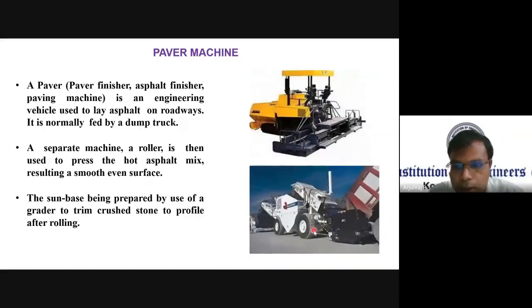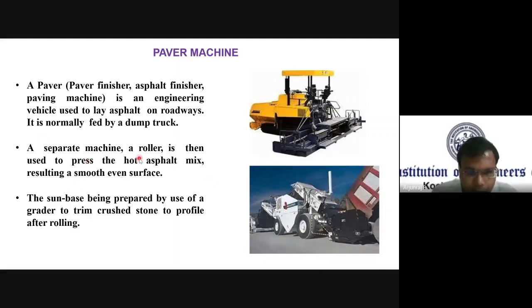Okay, the next important thing is the paver machine. I will also show you this in a video. It's a very interesting one. When you are extending roads, this can be used very much, for example when you are going from a 4-lane road to an 8-lane road. This is a very good option. It is a paver finisher, or asphalt finisher, a vehicle used to lay asphalt on roadways, and it is normally fed by a dump truck. I will also show you the video of this. It is quite interesting.